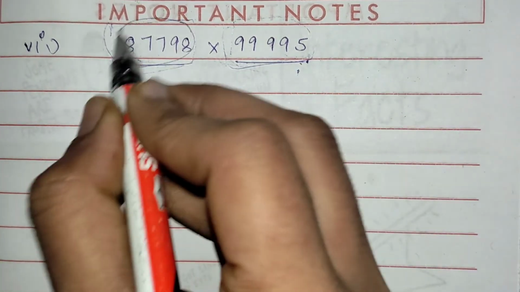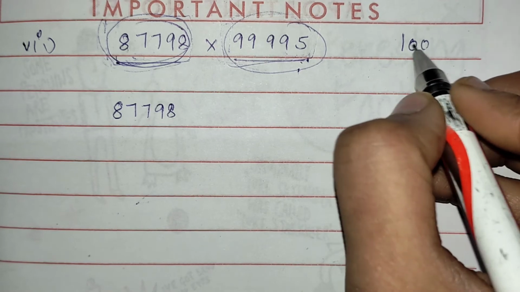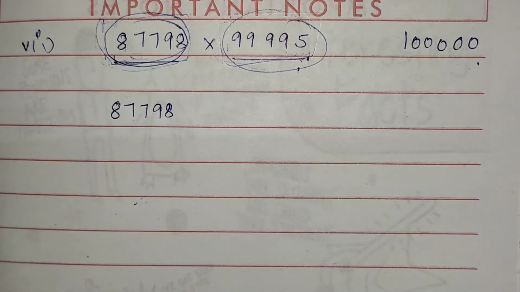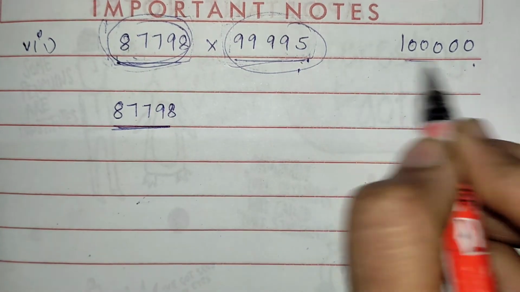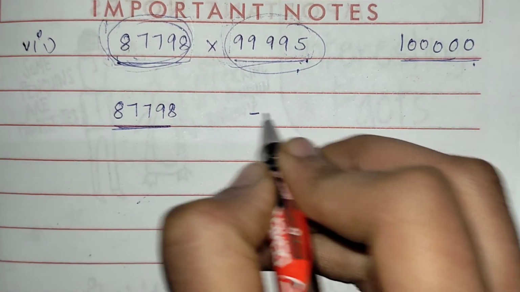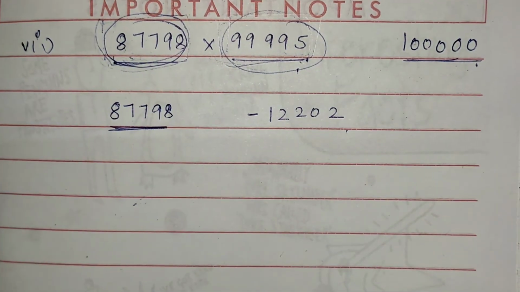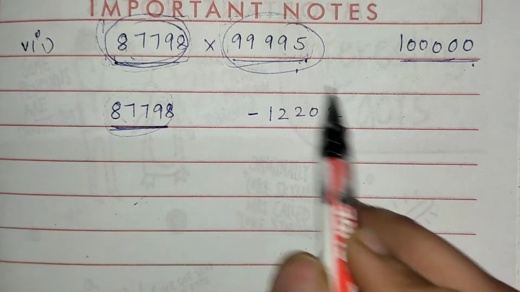Now you can see that the base for both these values is going to be 10000. Okay, so how much lesser is this number than the base? This number is how much lesser than 10000? 12202. Okay, so now you are thinking about how I have written this value.